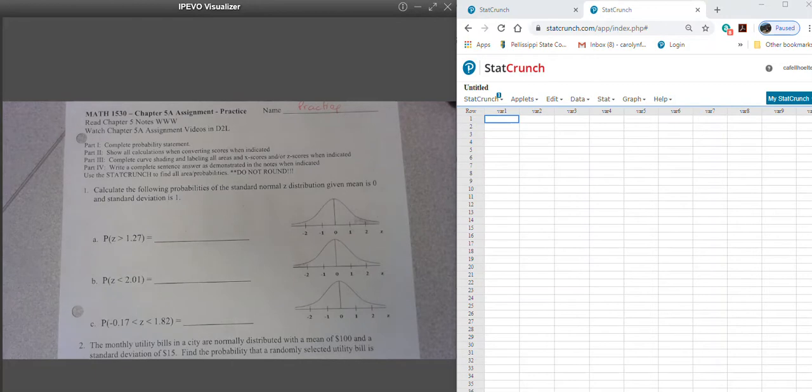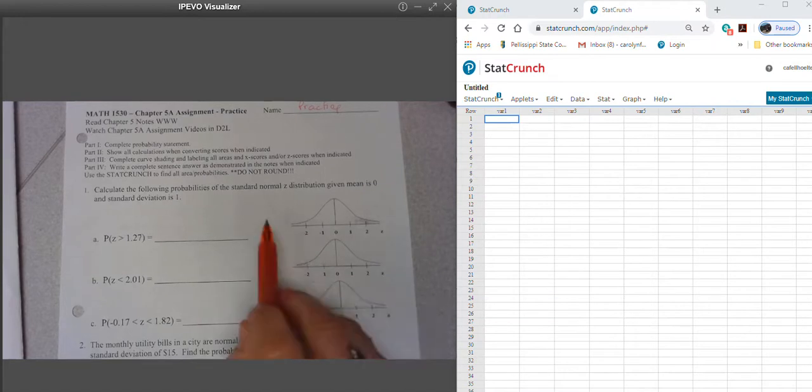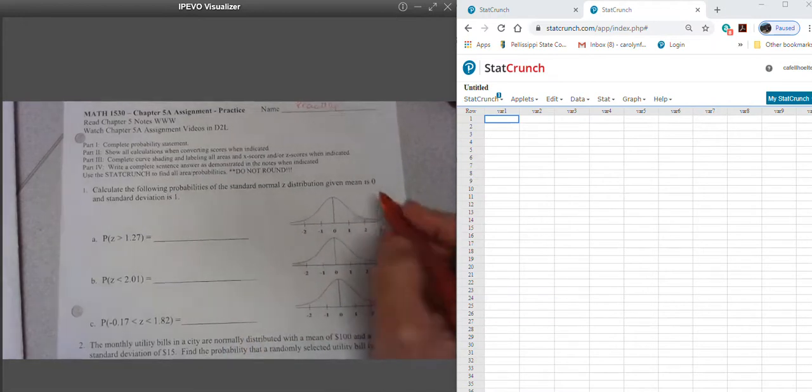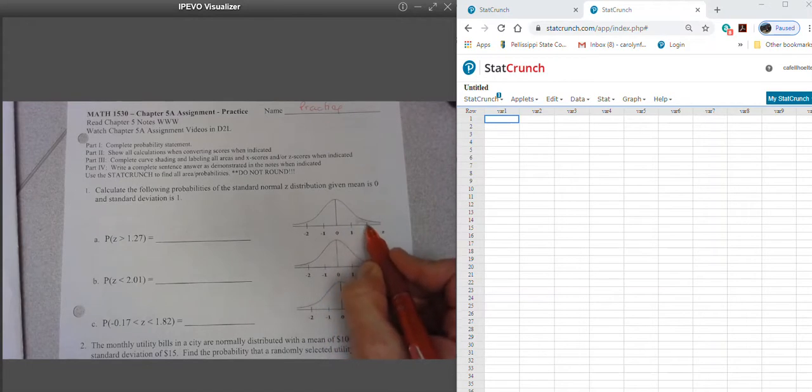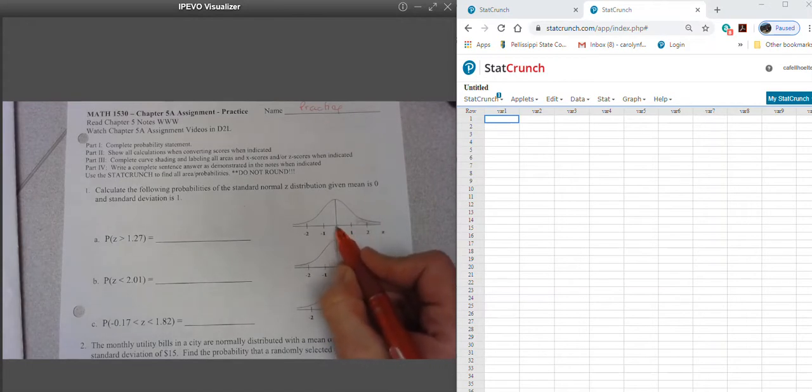Problem number 1 is asking us to calculate probabilities of the standard normal z distribution, given that the mean is 0 and the standard deviation is 1. So anytime we are talking about a standard normal distribution, this is always the case. The mean is always 0, and each standard deviation that we go up is equivalent to 1, or if we go down, we're going down 1.